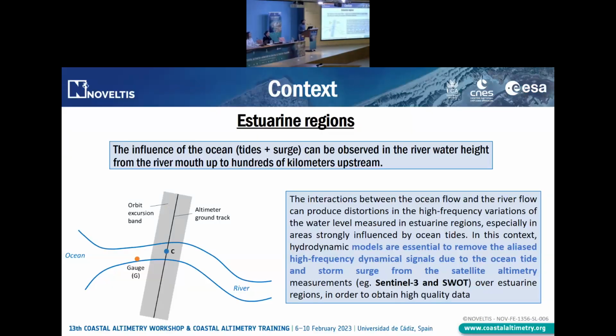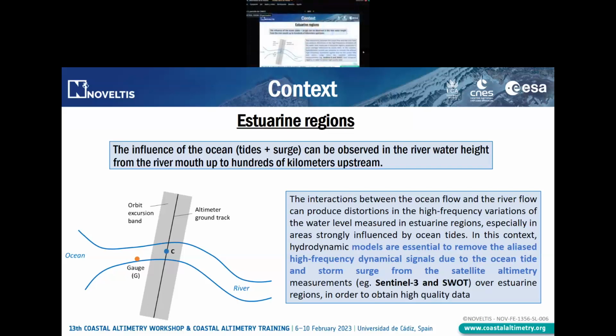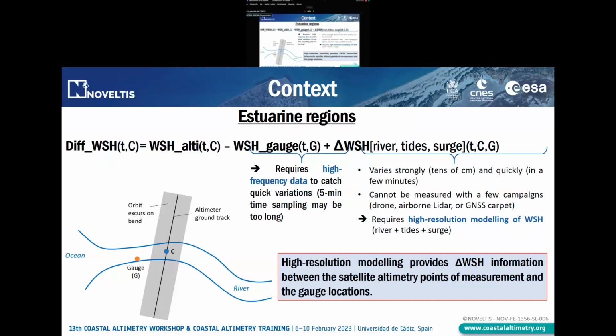The objective of this work is to obtain an accurate sea surface elevation field, to be used for calibration, validation, and correction of the satellite altimetry, mainly Sentinel-3 and SWOT, over this estuarine region. As we know, estuarine regions are very complex and have a very complicated dynamic circulation.